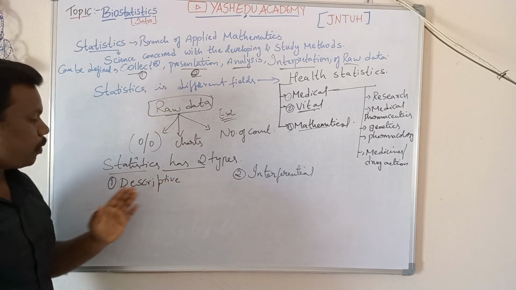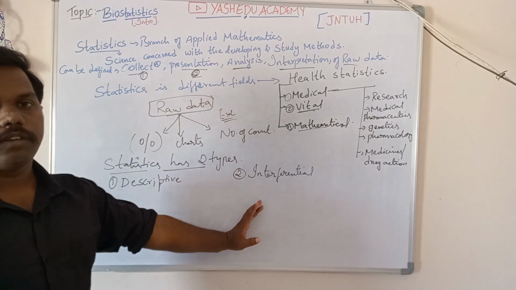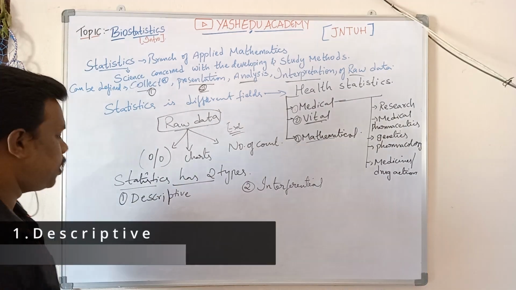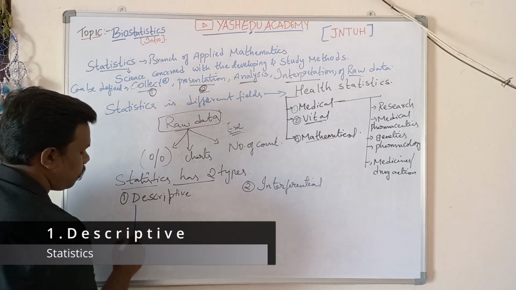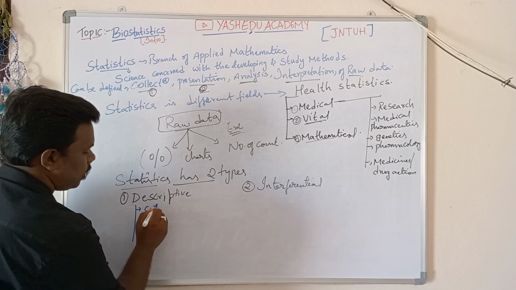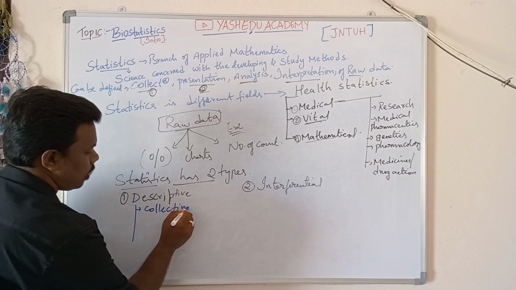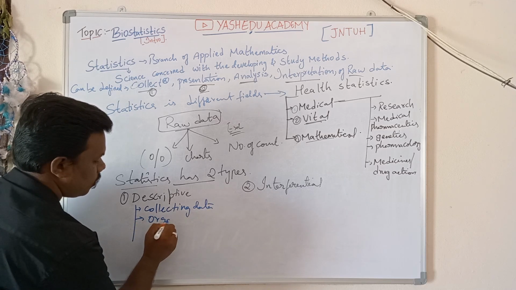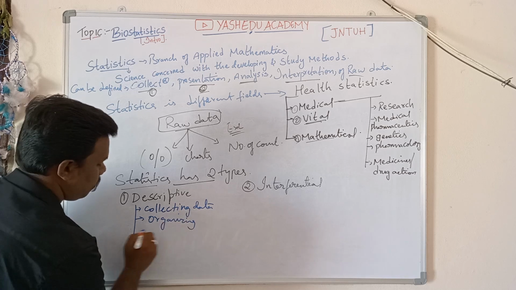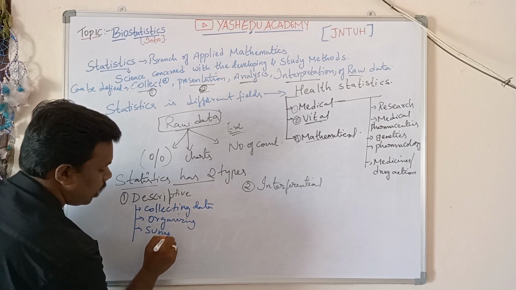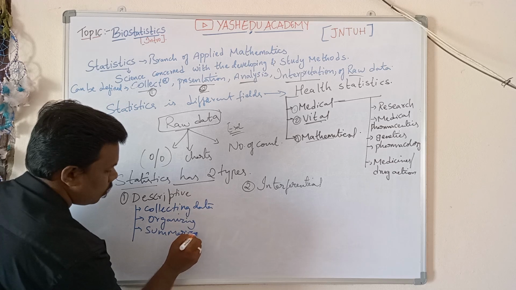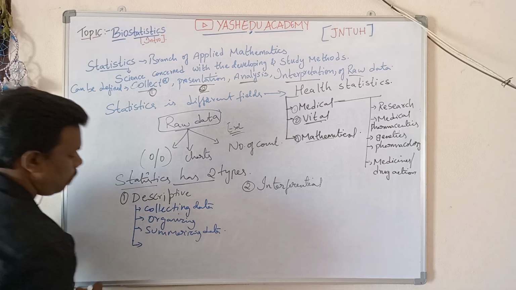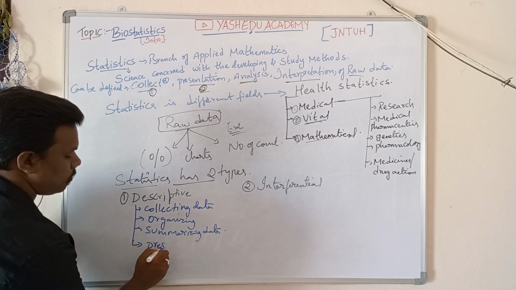has two types. One is descriptive and the other is inferential. Statistics has two types, descriptive and inferential. Descriptive is again divided into 4 types. First one is collecting data. Second one, organizing the data. Third one, summarizing the data. And fourth one is presenting the data.